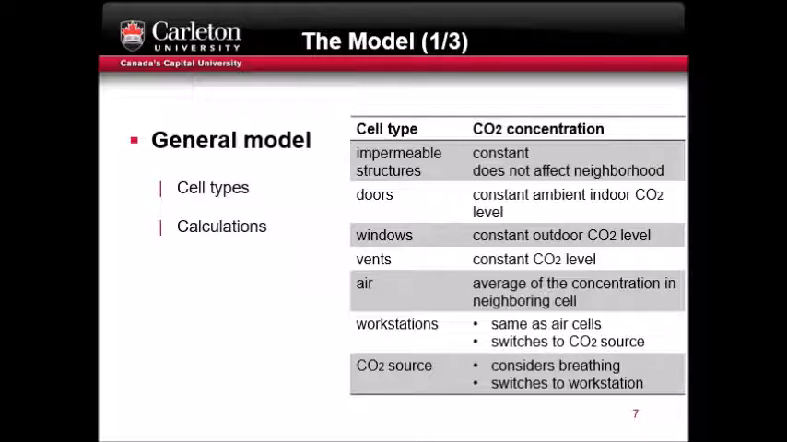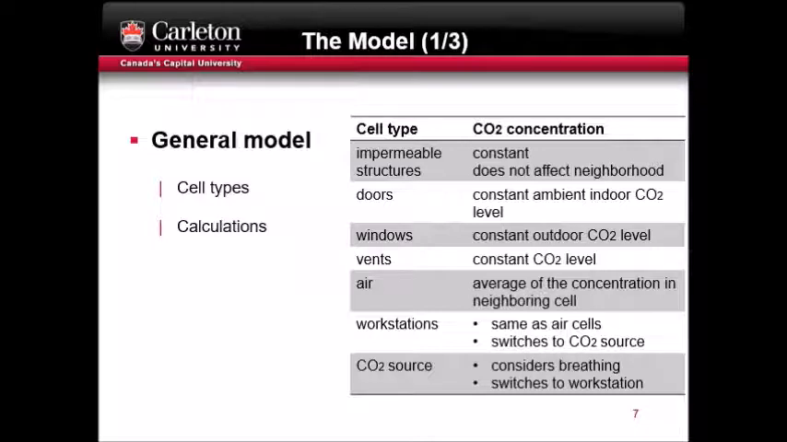We have 7 cell types. We have obstacles and walls, those we call impermeable structures, and those are constant. CO2 does not go through them, so they do not affect the concentration of the area around them. And we have doors, windows, and vents. Doors have constant ambient indoor CO2 level from the rest of the building. And we have a default value of 500 ppm. Windows also have constant outdoor CO2 level that is lower than the indoor.